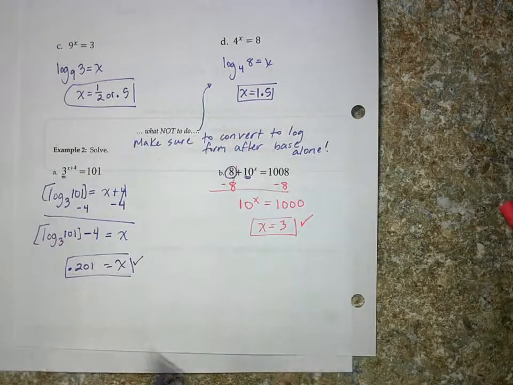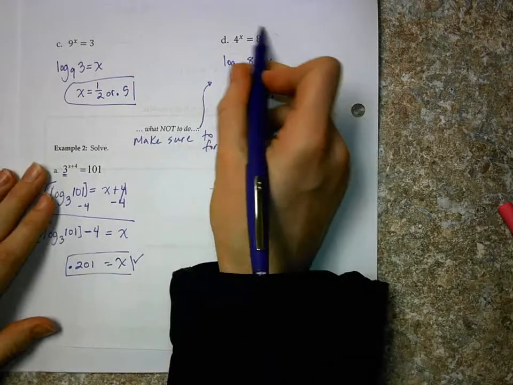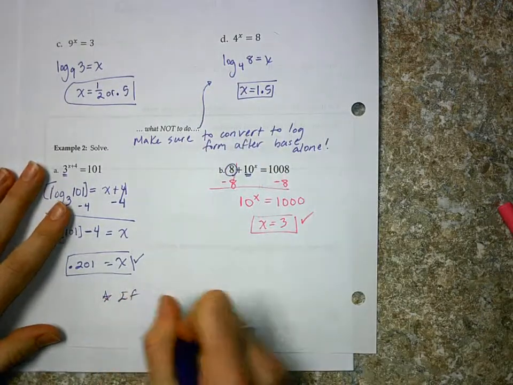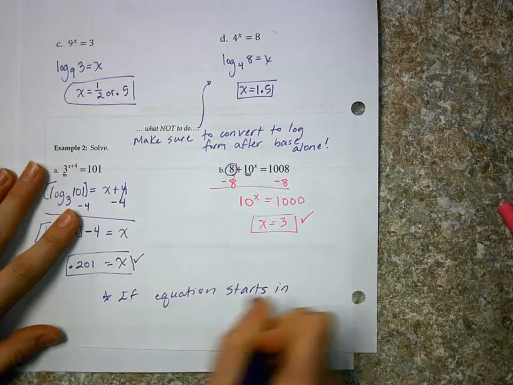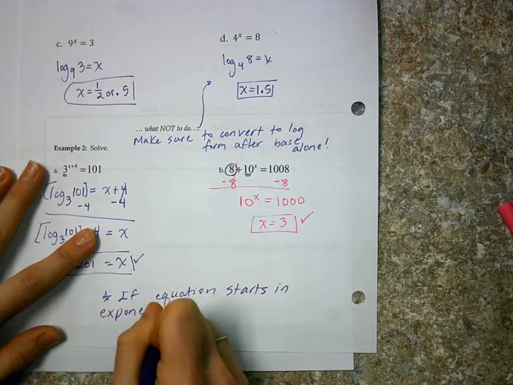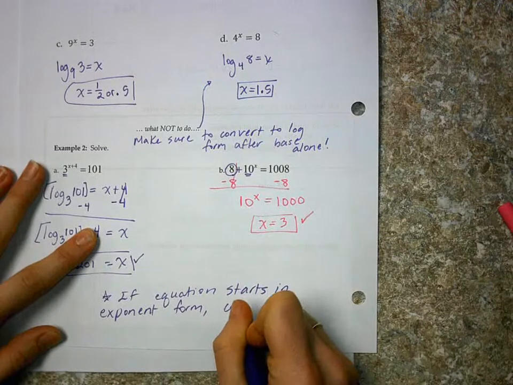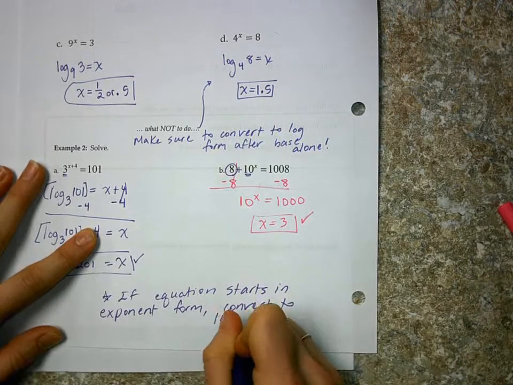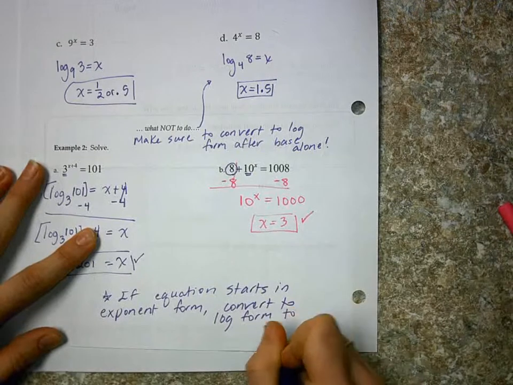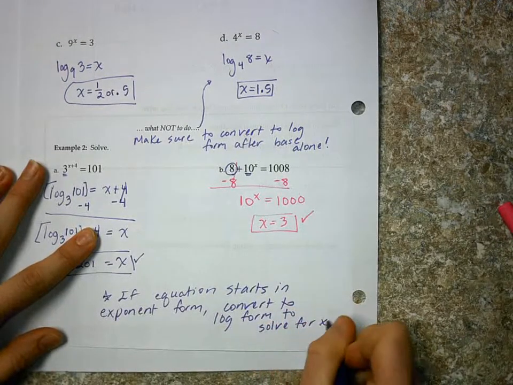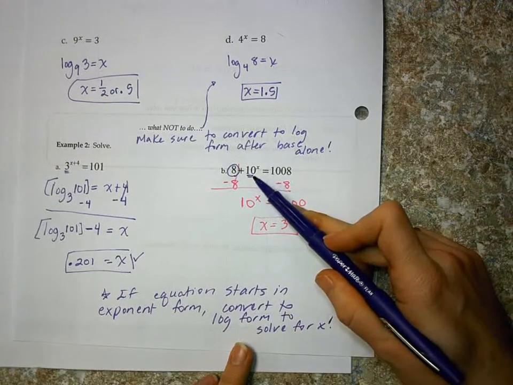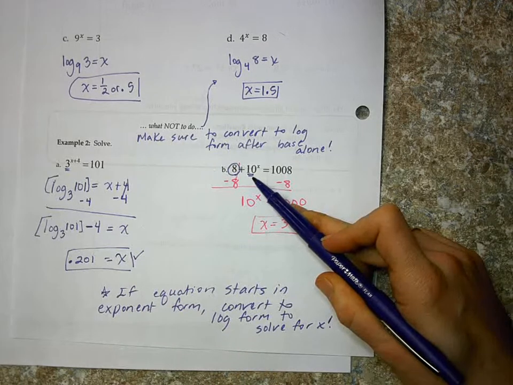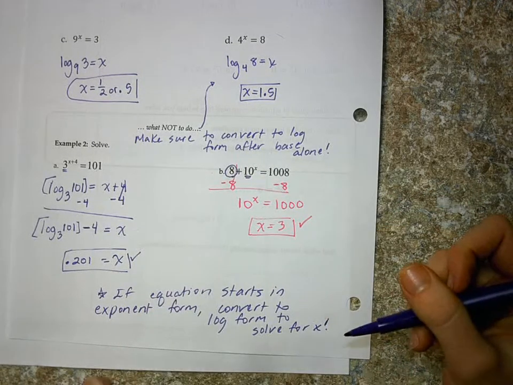So hopefully what you've seen from pages 26 and 27 in the notes is: if an equation starts in exponent form, convert to log form to solve for x. The only thing you have to be careful of when working with that is any bases must be alone on one side of the equation. Okay, this is if an equation starts in exponent form.